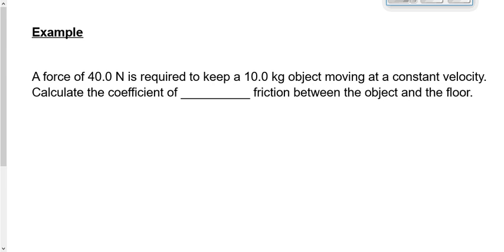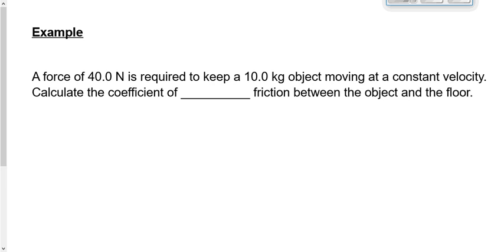What would this one be, static or kinetic friction? Yeah, this would be kinetic friction. This object is clearly moving. We're not trying to get this object moving. It is moving. Now, understand that this 10 kilogram object is moving at a constant velocity. If it's moving at a constant velocity, it's in a state of what? What's that E word?